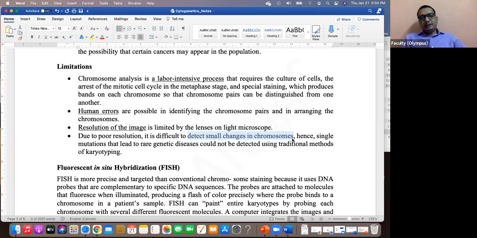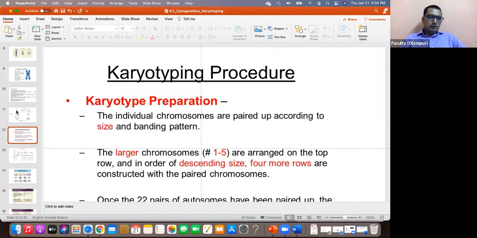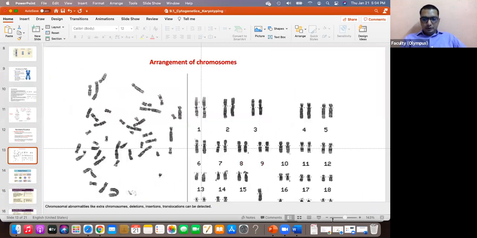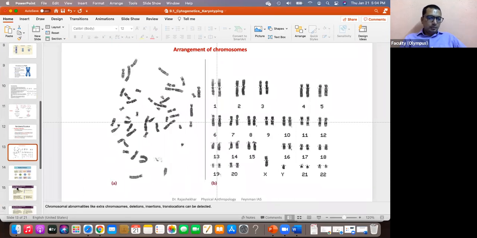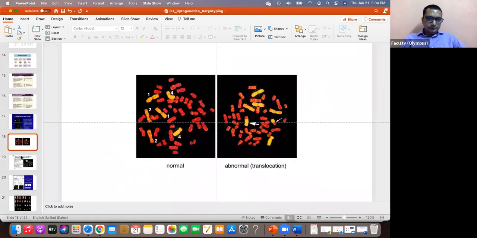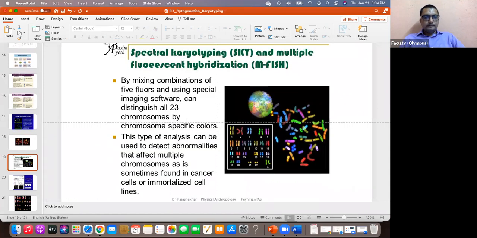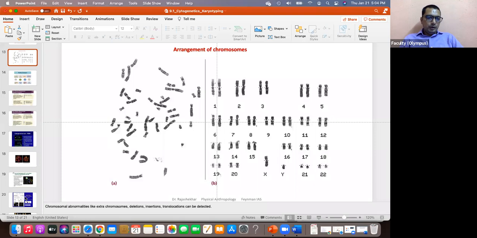Nowadays, some advancements are seen to address the problem with resolution. A variation of karyotyping has been introduced, called spectral karyotyping, or SKY. In short, it can be called the SKY method or spectral karyotyping method. So what do they do here? What do you notice that is different in this karyotype compared to the traditional karyotype? What do you see different here?